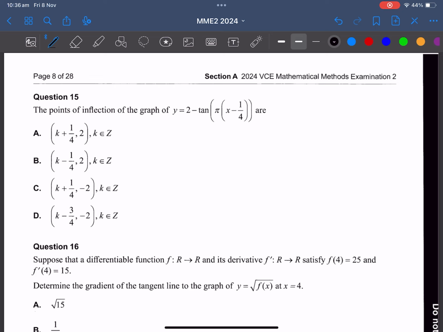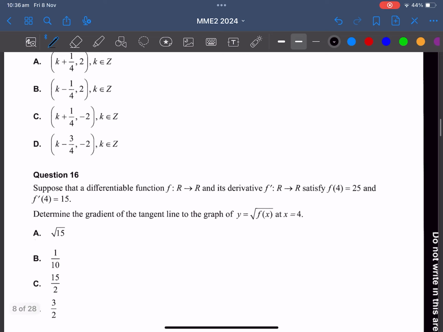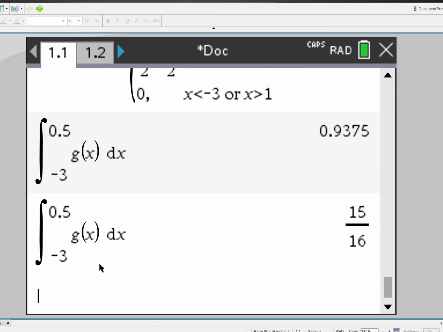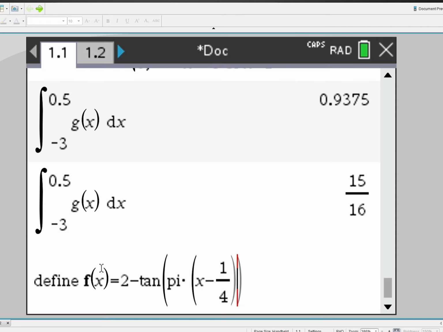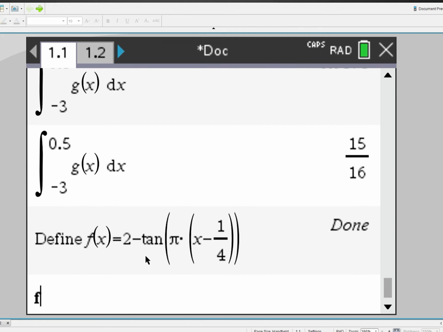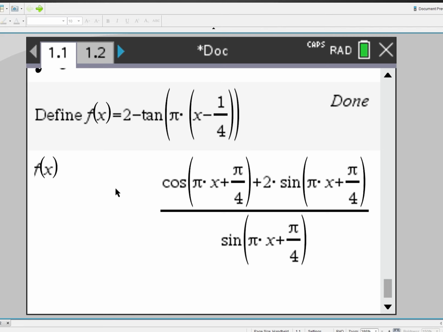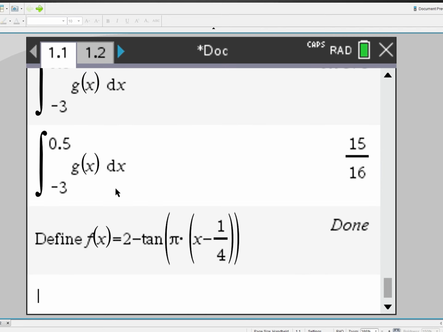Okay, so the points of inflection of the graph. I guess this is just involving solving double derivatives. So let's define this function first. So 2 minus tangent of pi times (x minus 1) on 4, and 2 minus... let me just quickly check that we have defined it. Okay, cool. So defined correctly, and now we differentiate it twice.